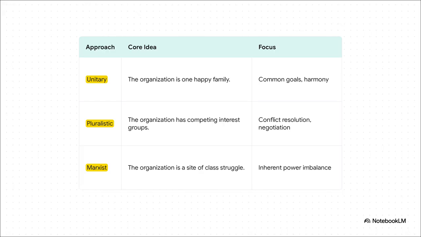Academics and experts tend to look at this whole thing through a few different lenses. The unitary view is kind of the optimistic one. It sees a company as one big, happy family, all working towards the same goal. The pluralistic view is a bit more realistic, and it's much closer to how India's system works. It sees the company as a collection of different groups with competing interests that have to be negotiated. And then there's the Marxist view, which sees the whole thing as a fundamental power struggle between classes. Knowing these different viewpoints helps us understand why things happen the way they do.